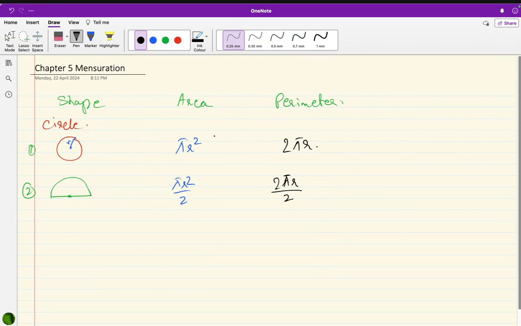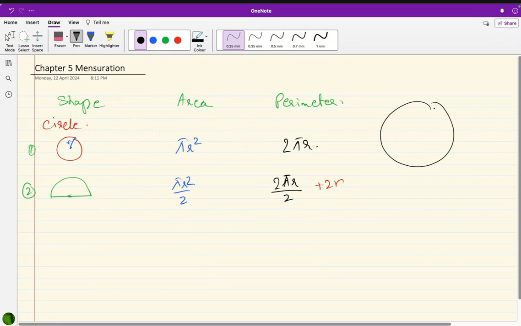Ali, are you okay with this formula? Yes, sir. This is not complete. Plus 2r. How? Let me show you. When we are talking about a complete circle, this starts here, let's say at A, and moves around the circle 360 degrees and comes back at A. This is 2 pi r.